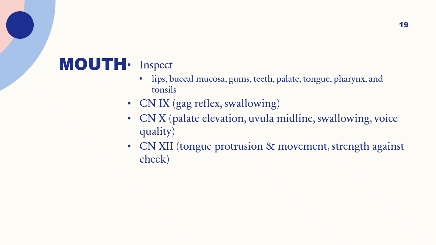Mouth. For the mouth, inspect using a tongue depressor and include the lips, buccal mucosa, gums, teeth, palate, tongue, pharynx, and tonsils. Test cranial nerve 9, the glossopharyngeal nerve, cranial nerve 10, the vagus nerve, and cranial nerve 12, the hypoglossal nerve.